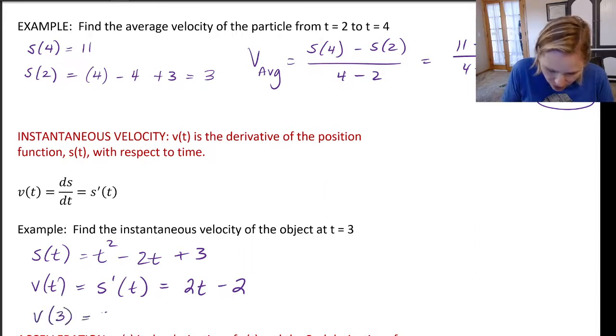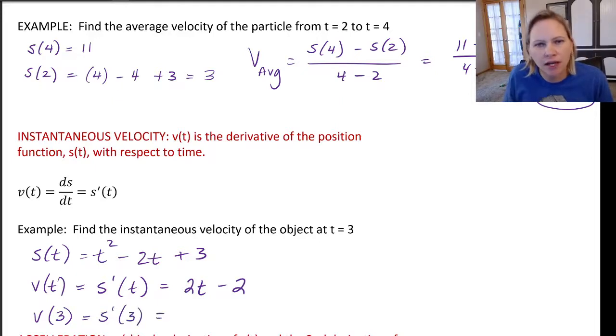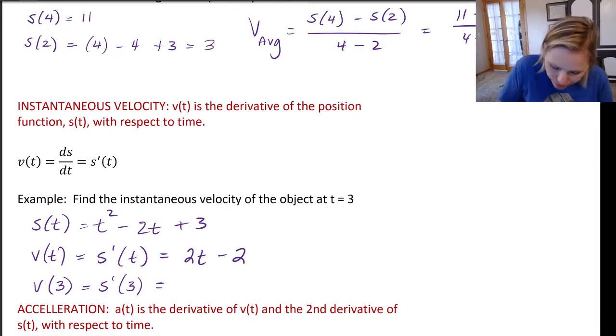Now, when I do all these functions, it's really good to label everything. You never want to have an unnamed function, because in just a moment we'll be talking about acceleration, and acceleration is the rate of change of velocity, which means, you guessed it, it's the derivative of the velocity function. So we're going to have three different functions running around on our papers here. We want to make sure that we name them and label them appropriately so we don't lose track. So 2 times 3 minus 2 gives me 4 units per second.